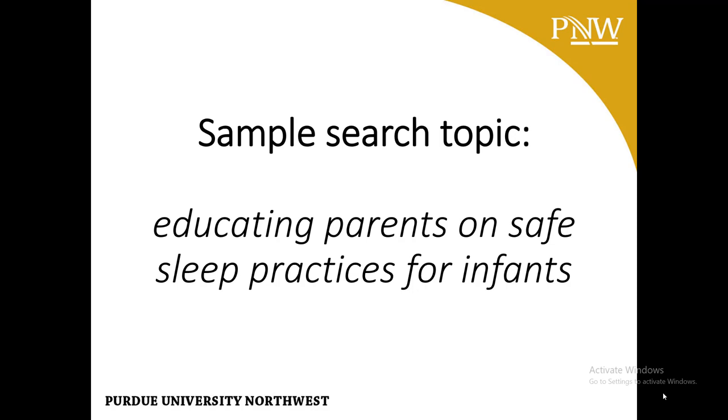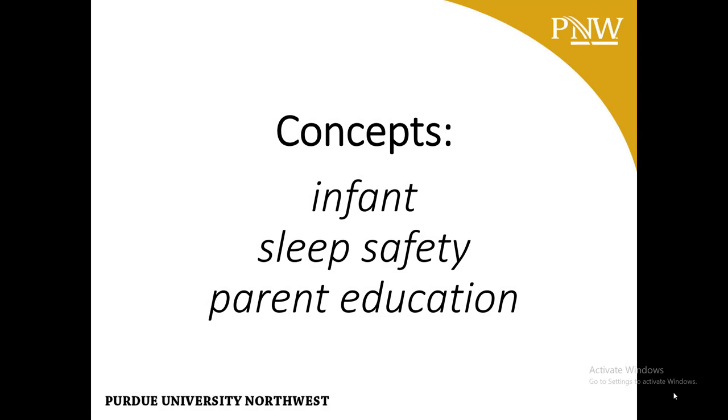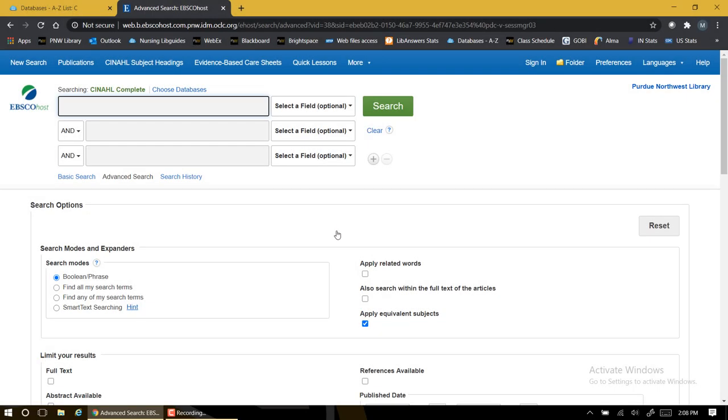We all know that typing in a full sentence or question or phrase like that is not the best search method. By breaking down the search into concepts, we can guide the database to return the articles that best match our topic. I can easily divide that topic into three concepts: infants, sleep safety, and parent education. Beginning in the first search box, I'll enter our first concept, infants.